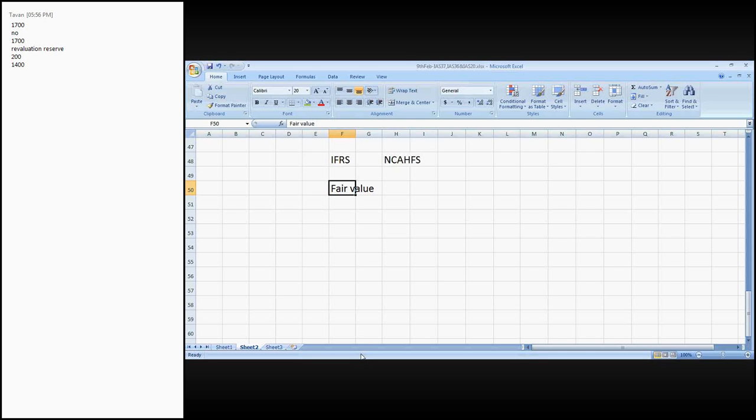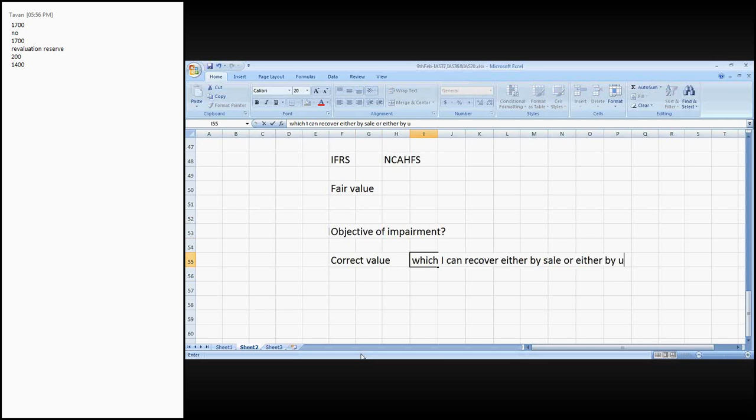So in other words, we can say this standard is not applicable to IFRS 5. What is the objective of impairment? To report the assets at the correct value, the actual value you can recover, either by sale or by use. So IAS 36 is not applicable because I'm no longer going to use the asset. There also I'm going to recover the value of the asset, a non-current asset held for sale, by selling the asset.